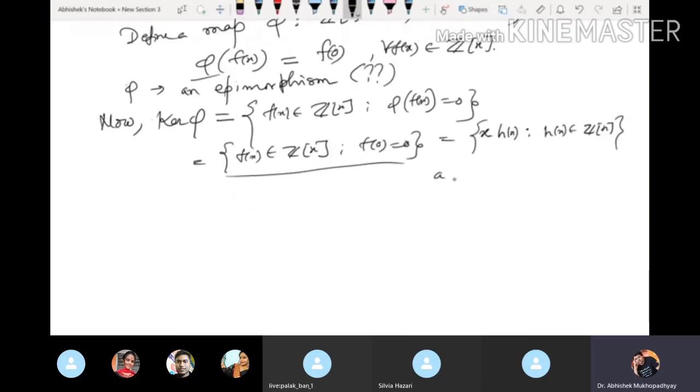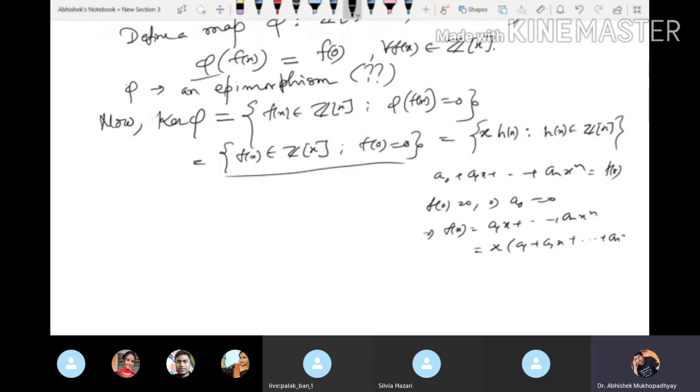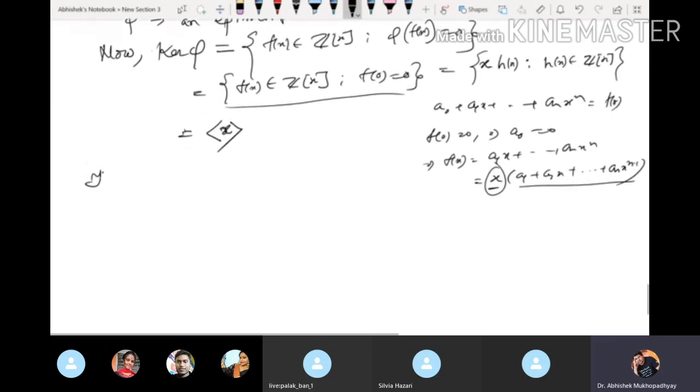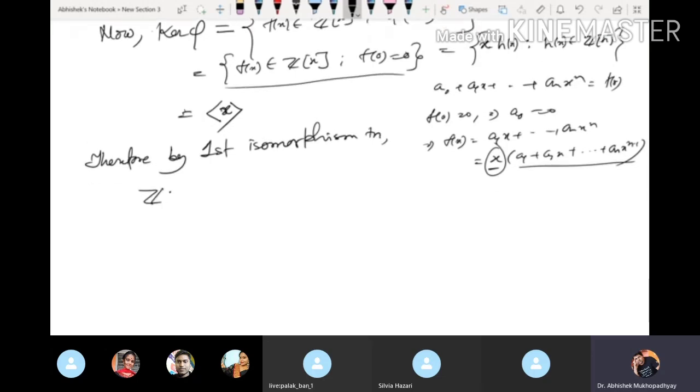Suppose you consider a polynomial a0 plus a1 x plus up to an x to the power n. This is your f(x). Then if f(0) is 0, a0 must be 0, and that is why f(x) will be a1 x plus up to an x to the power n, and that means x times (a1 plus a2 x plus up to an x to the power n minus 1). So we have obtained a factor x. This is the way we can represent this polynomial as x h(x). That means the kernel is the ideal generated by x, and therefore by the first isomorphism theorem, Z[x] by the ideal generated by x is isomorphic to Z.